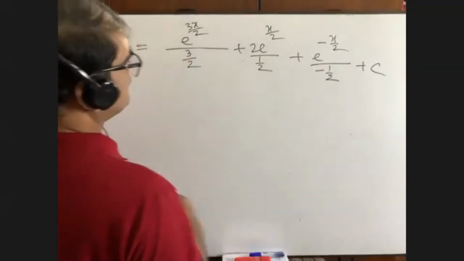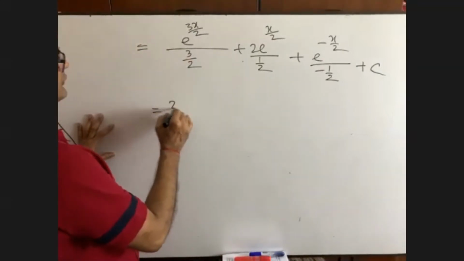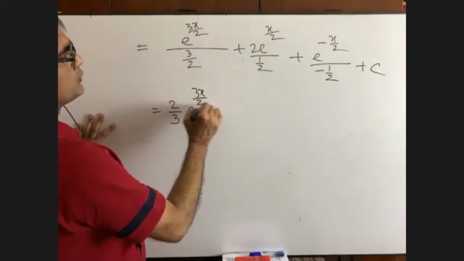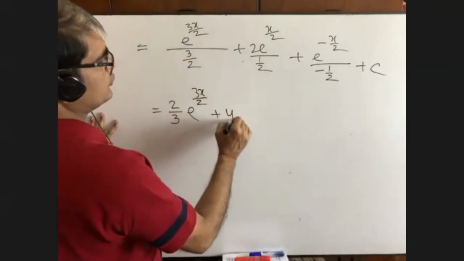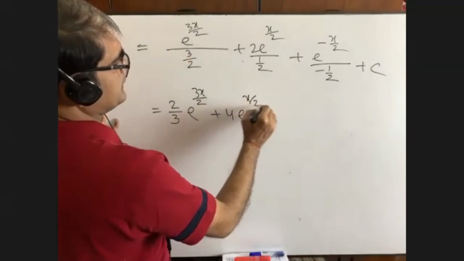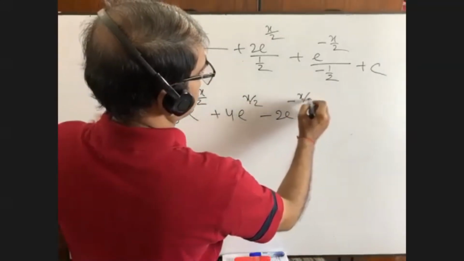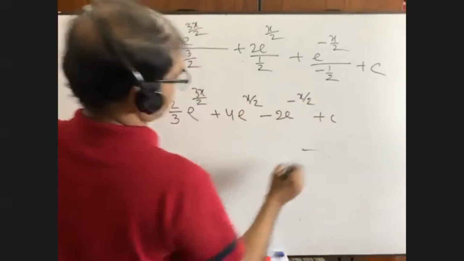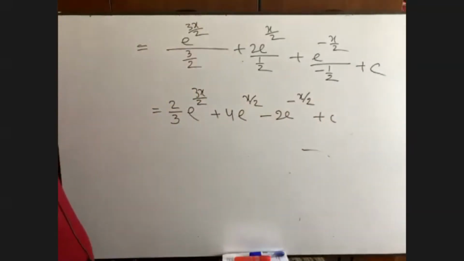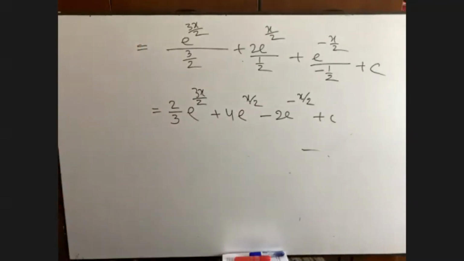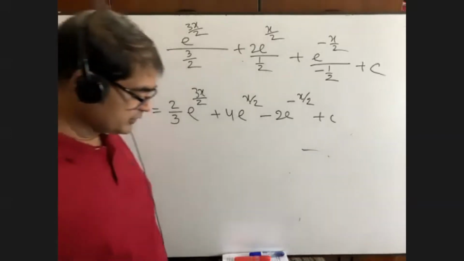That is, we are getting here 2 by 3 e to the power 3x by 2 plus 4 e to the power x by 2 minus 2 e to the power minus x by 2 plus c. Interesting fact is that if we go for differentiating this, we will get that value as it was given in the question.